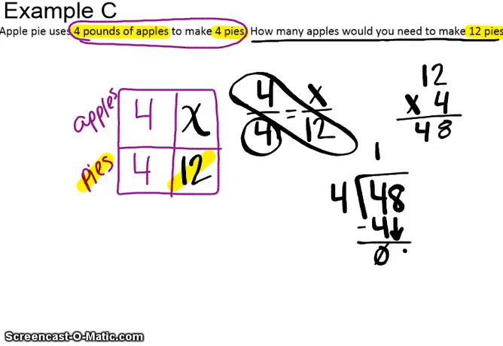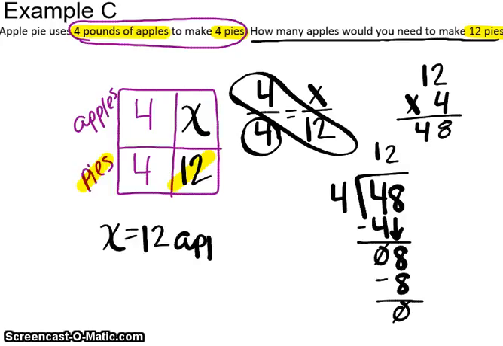But I got to bring down this 8. And 4 goes into 8 2 times. And again, I'm left over with no remainder. So I know that I need 12 apples to make 12 pies. So I'm going to put X is equal to 12 apples.